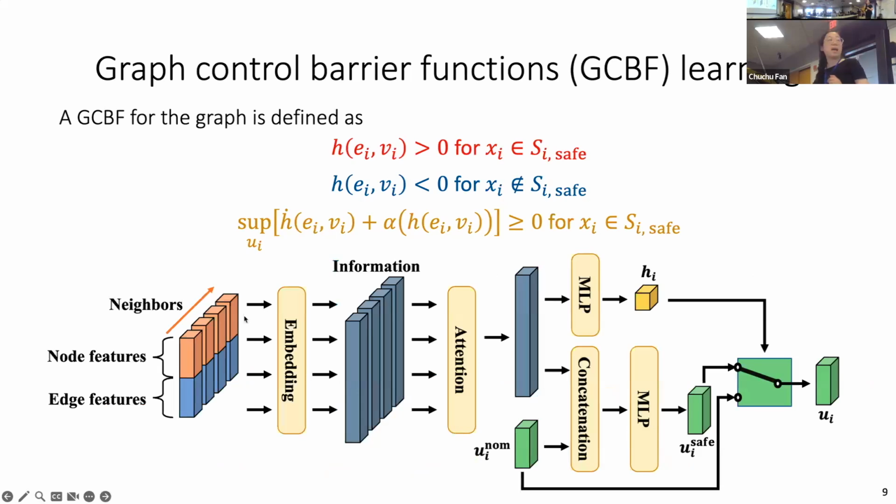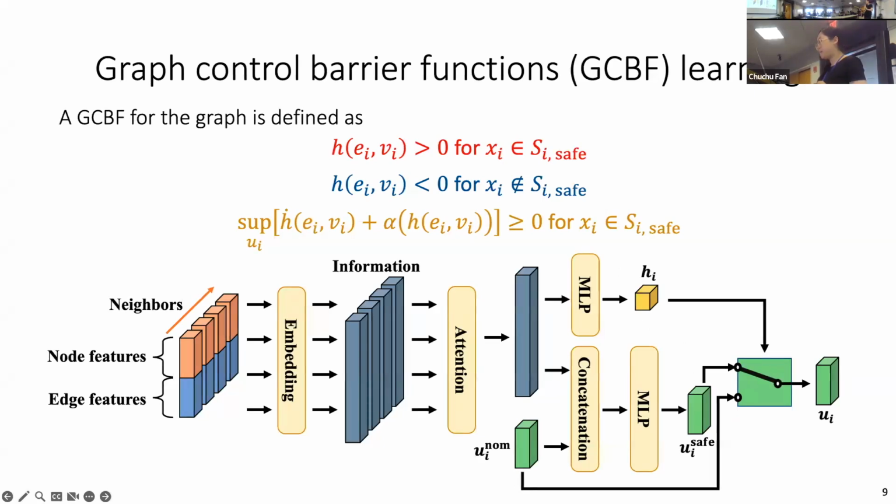And if I look at the architecture, it's basically quite straightforward. It's a very standard graph neural network architecture, where we collect the neighbors' node features and edge features through the embedding. This is super important. The embedding part fixes your changing neighborhood into a fixed-length vector as the information and sends it to the attention layer. After the attention, we separately get the controller and the neural certificate.